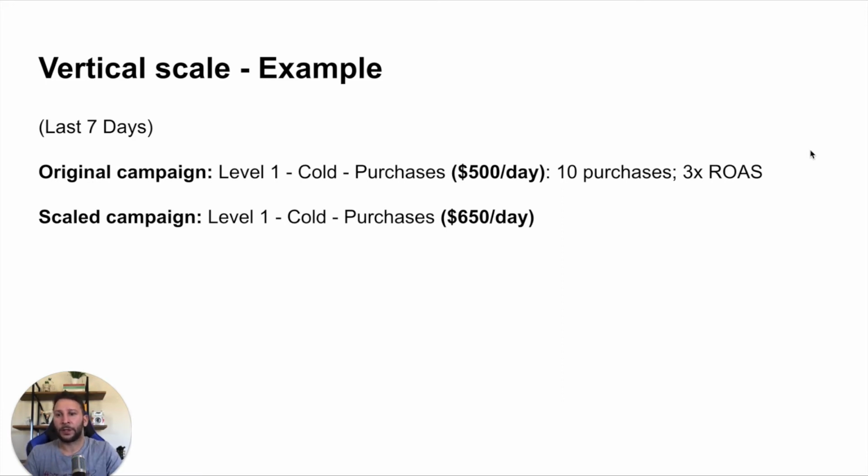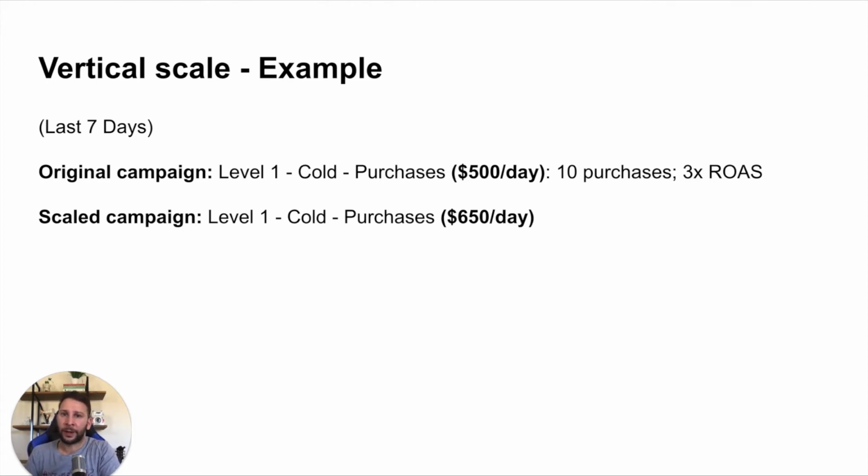So if we take a look at the original campaign, you will see I have the level one called purchases campaign with 500 a day as the ad spend for it. And then I put some results for an example, like 10 purchases, 3x ROAS. That's the baseline. So we analyze the last 7 days and we say, oh, this looks great. So the parameter of success was 2 plus ROAS, 3 plus ROAS for the last 7 days. So we say we are cool. How do we scale vertically? So we add more fuel into what's working.